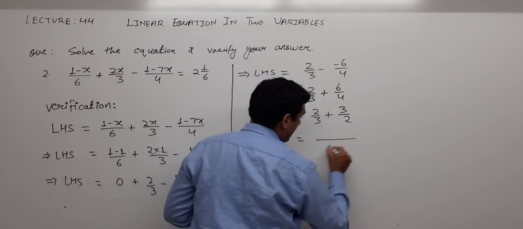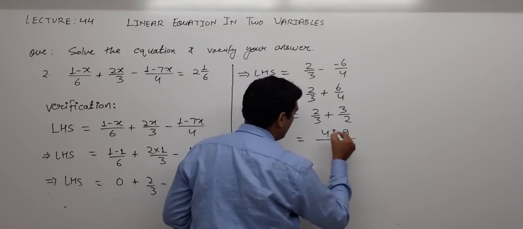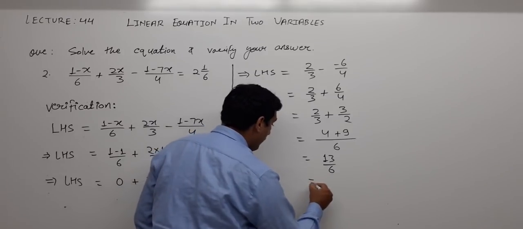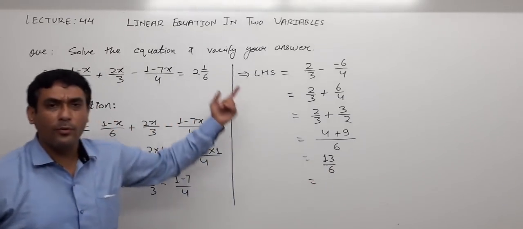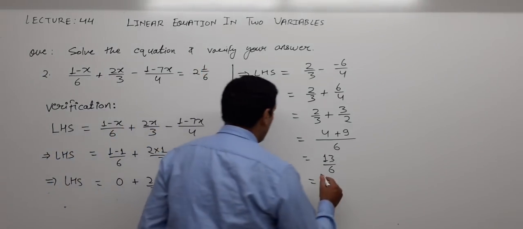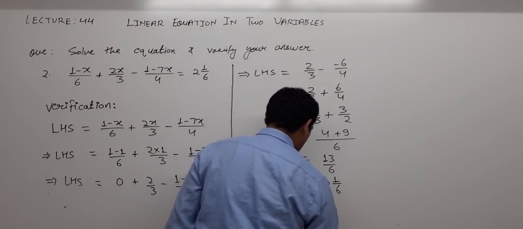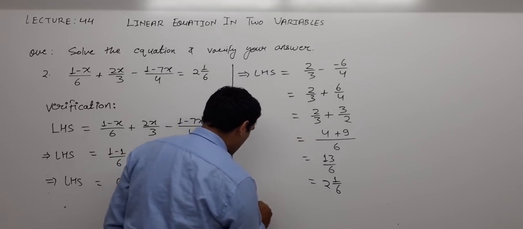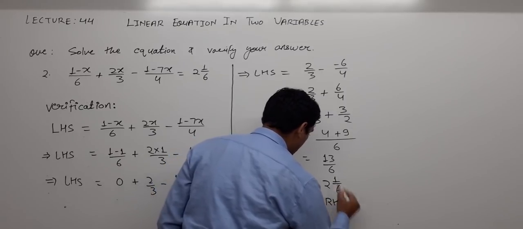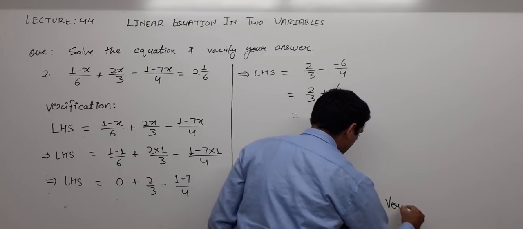Okay, now I have to take LCM, which is 6. So here I will get 4 and here I will get 9. It is 13 upon 6. On simplifying it in the mixed fraction form, because the right hand side is in mixed fraction form, I will convert this into mixed fraction. So I will get 2 integer 1 upon 6. So here ultimately I can say left hand side LHS is equal to RHS. So here I can say hence verified.